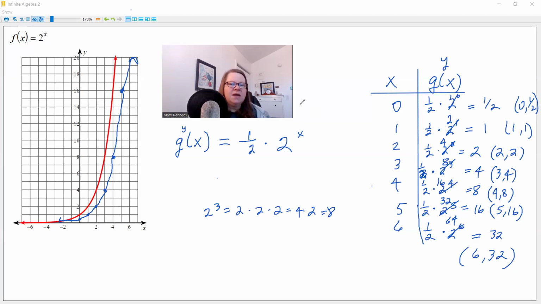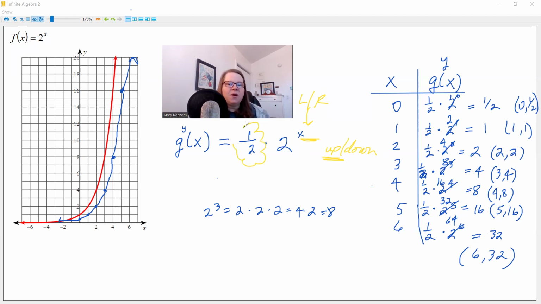Remember, a translation would have come in up here or out here. This would have been a left or right translation, and this would have been an up or down translation. And there's nothing there. There's literally nothing there. So there's no way that this is just sliding it around. And so that's not what we have.